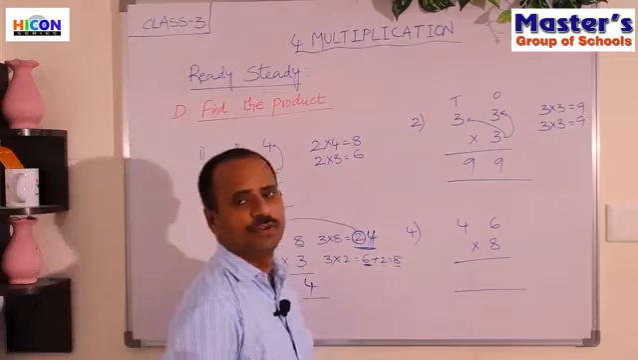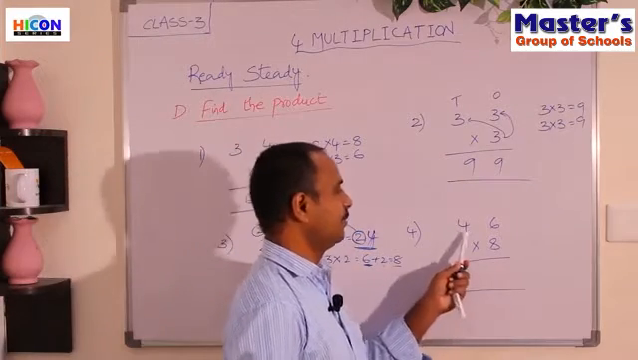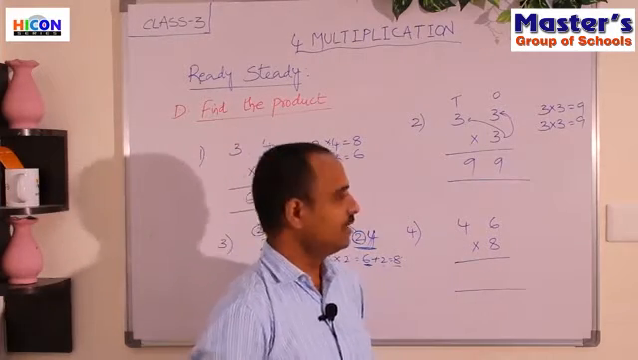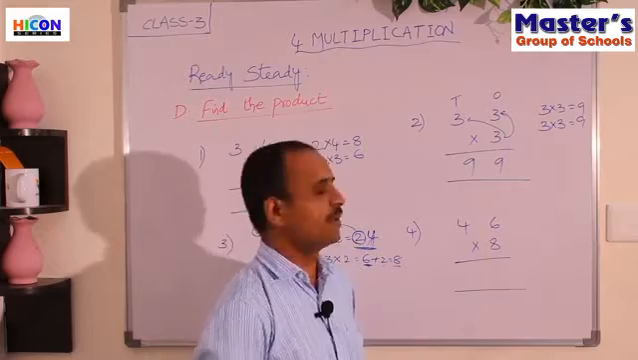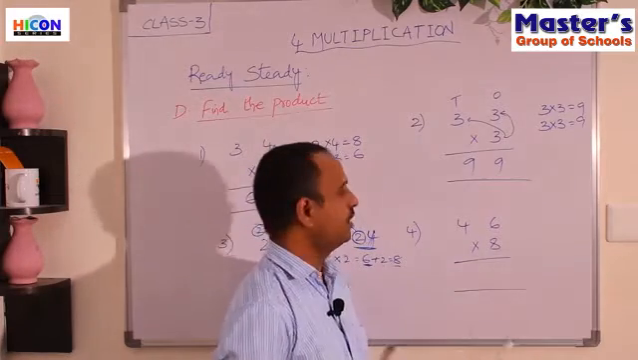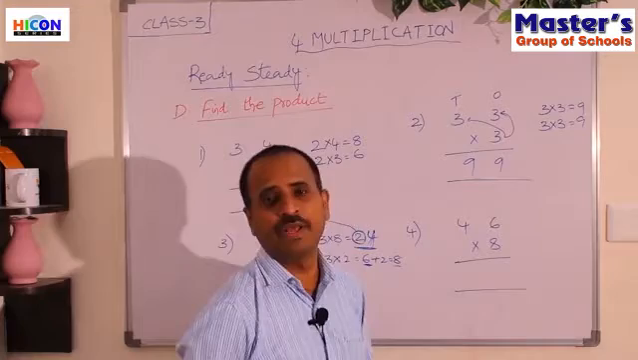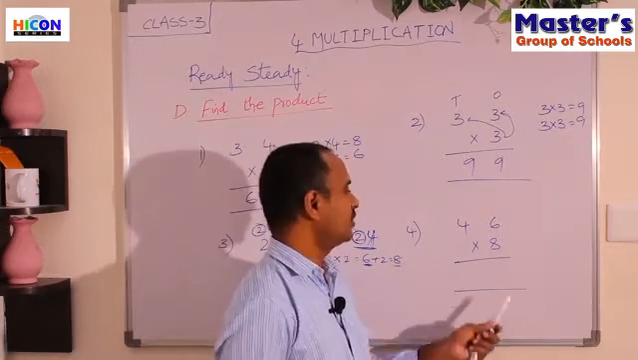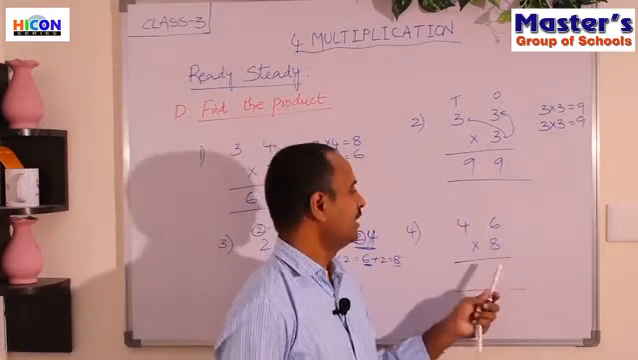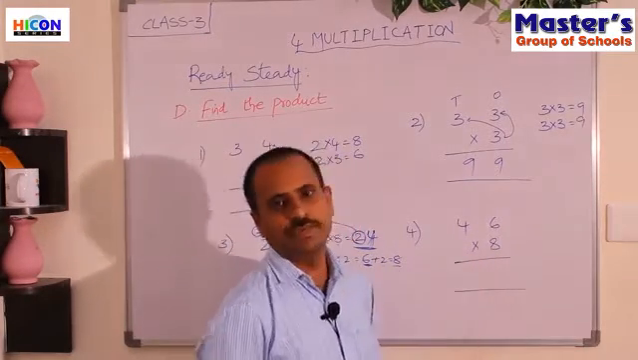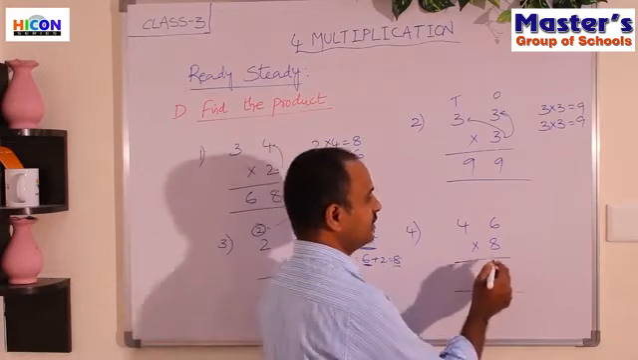See the next problem, fourth problem. Here the given number is 46. And with which number do we have to multiply 46? 8. We have to multiply the number 46 with 8. How can we multiply? Again the same process. First multiply with ones place and then multiply with the tens place. So first multiply with the ones place.